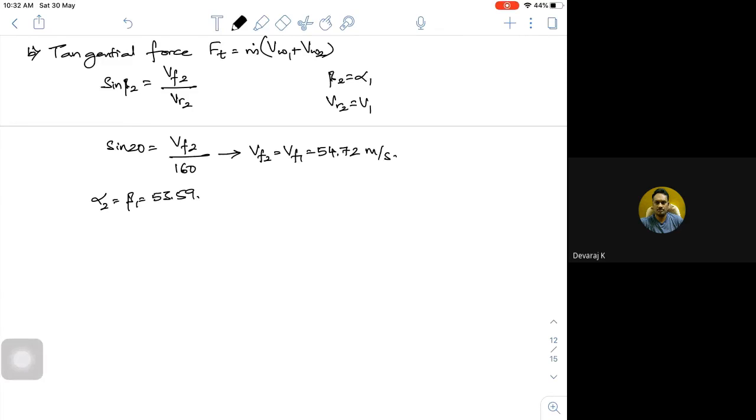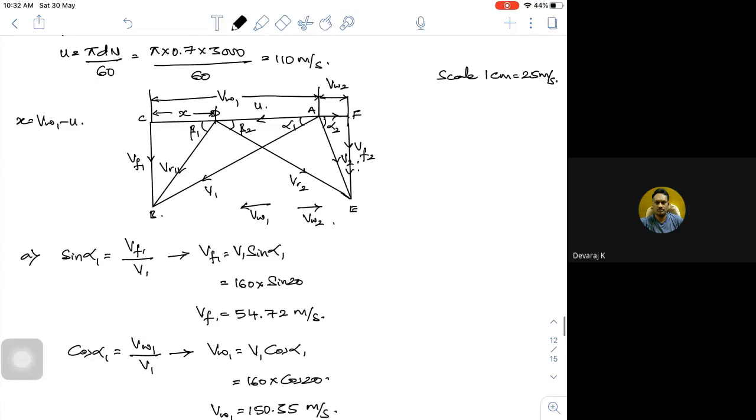Your alpha 2 is equal to beta 1, which is 53.59 degrees. If I look into this triangle, I want to find V. So I can take cos alpha 2 is equal to VW2 divided by V2, or I can take tan alpha 2 is equal to VF2 divided by VW2. Anyway I can do it. V2 I don't know, so I can go with tan alpha 2.